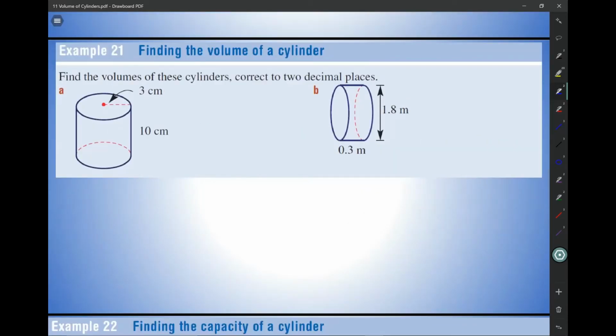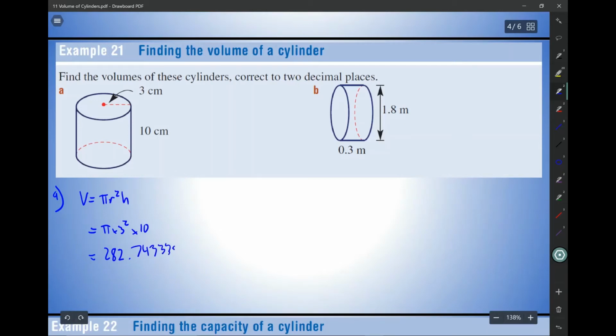Alright, let's have a go at some of these calculations. Volume equals pi r squared h. All we have to do is plug in our numbers. Pi times 3 squared times 10. And that just goes straight in our calculator. And then we'll round it off correct to 2 decimal places. And don't forget the units.